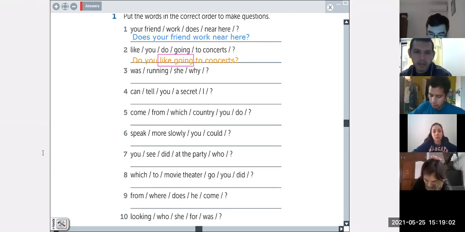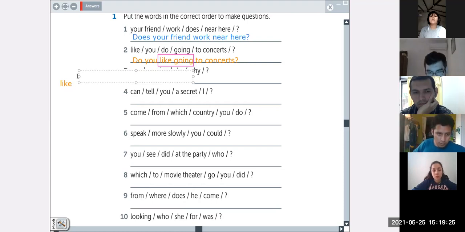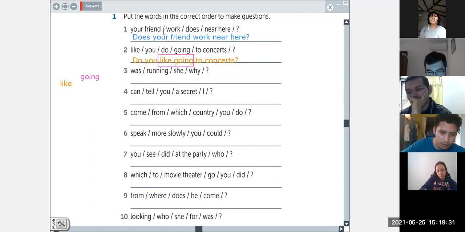Okay, generally when we have two verbs together in a question or in a sentence, we can't say, like, go. Two verbs in the base form, never. So what do we do? We need to change the second verb, and we need to write it in the ing form or in the infinitive form with to. Okay, but never like go. The same with the other verbs.